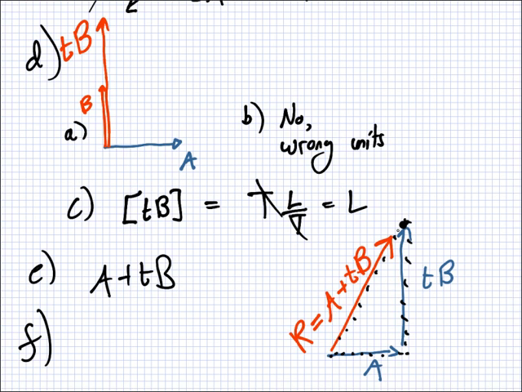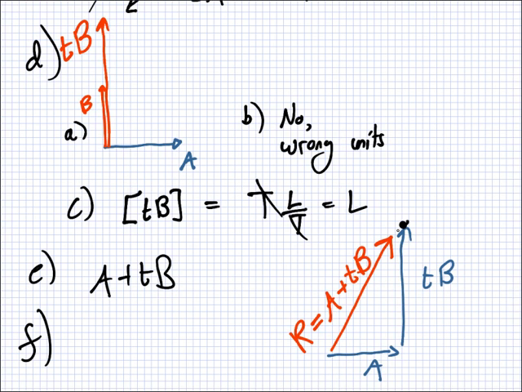Nearly. Not 100%, but not too bad. You have the right idea, but you're forgetting something about what A and TB are. So, look at it like this. What were the units of A? Kilometers. And what was B? Kilometers per hour. And what was T? Time, hours.